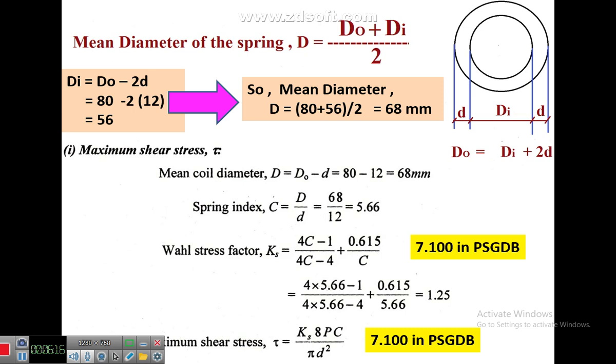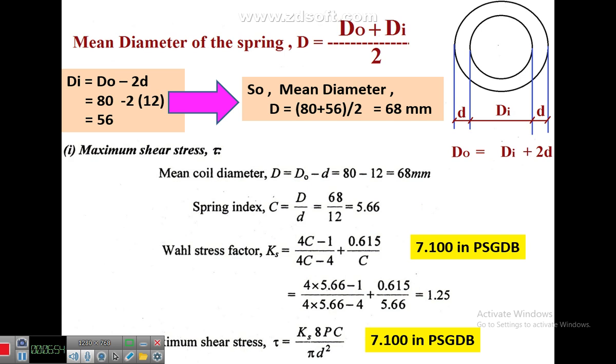So we know there is a formula, that is mean diameter is outside diameter plus inside diameter divided by 2, that is clearly stated in the given picture, you can see, and from that we can find the mean diameter by substituting the unknown values. So for that we have to find di first. So di equal to d naught minus 2d. We know the value of d naught is 80 and small d is 12. Substitute and find the value of di as 56. Then once again substitute the same in the mean diameter formula. You can get the mean diameter D as 68 mm.